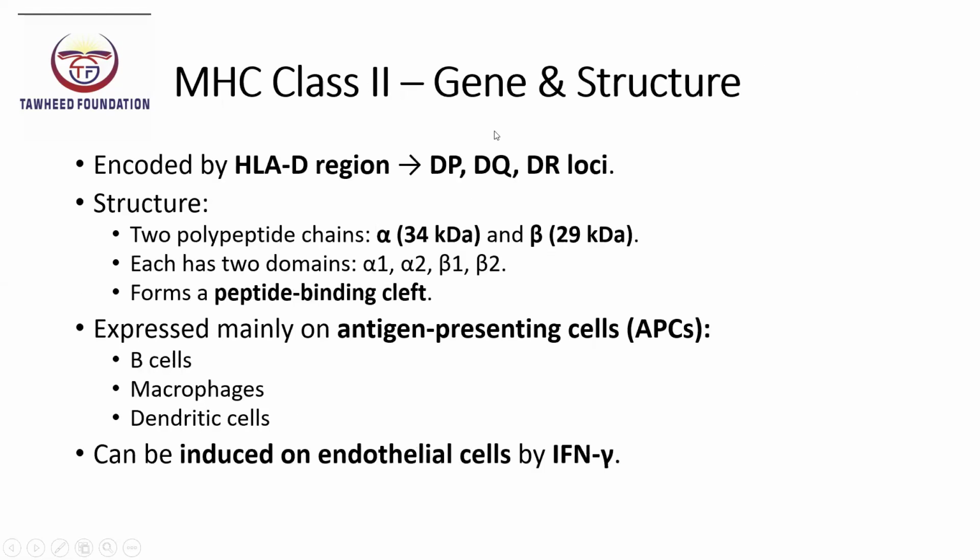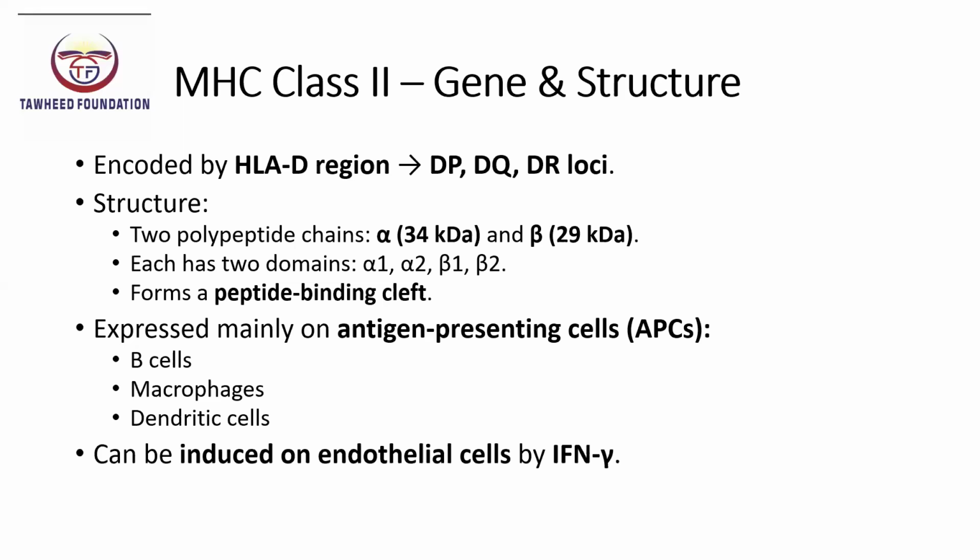Next is MHC class 2 gene and structure. MHC class 2 molecules are encoded by the HLA-D region, that is DP, DQ, DR loci, and consist of two polypeptide chains, that is alpha, around 34 kDa, and beta, around 29 kDa. Each chain has two domains, alpha 1, alpha 2 and beta 1 and beta 2, forming a peptide binding cleft.